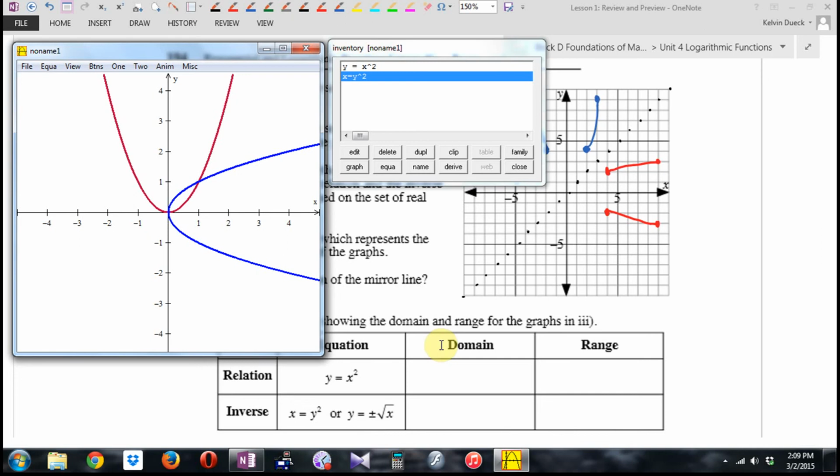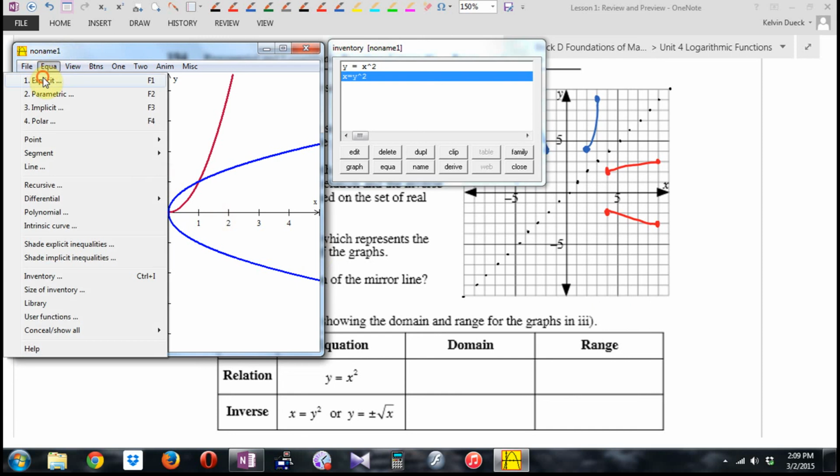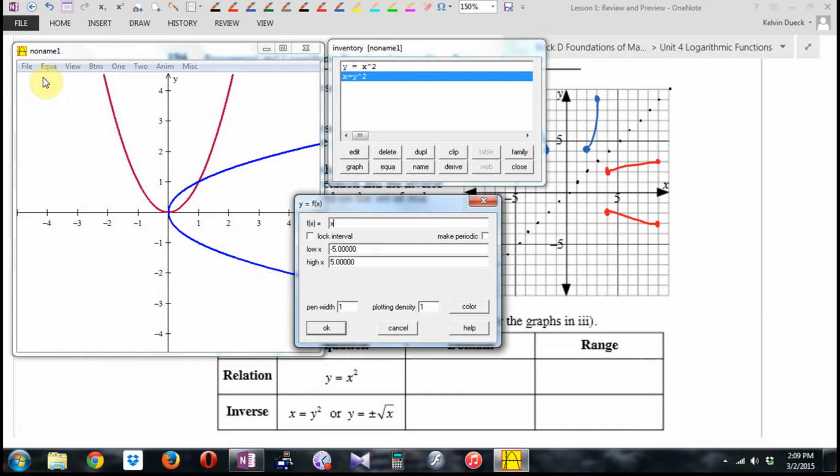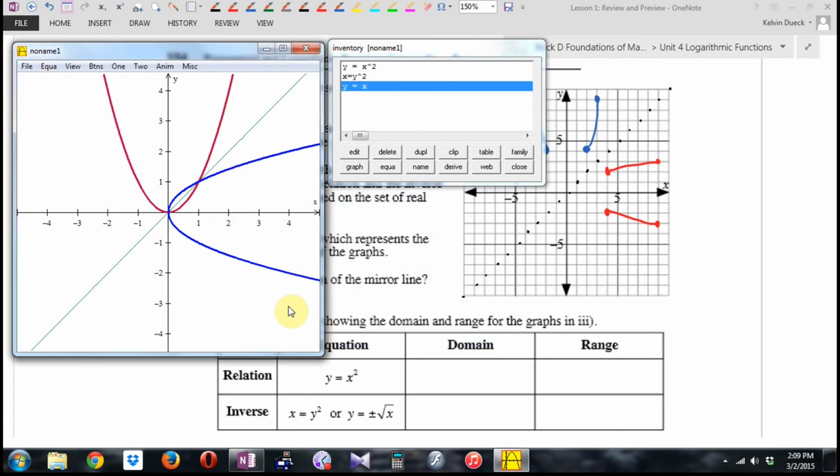Now, I'll add the line y equals x, which we think it's a reflection about. Is it a reflection about the line y equals x? Yep. That's how I know it's an inverse. Its domain became its range, and its range became its domain. What was the domain of every parabola? How far left, how far right? Infinity. What was the range of this particular parabola? Everything above and touching 0.